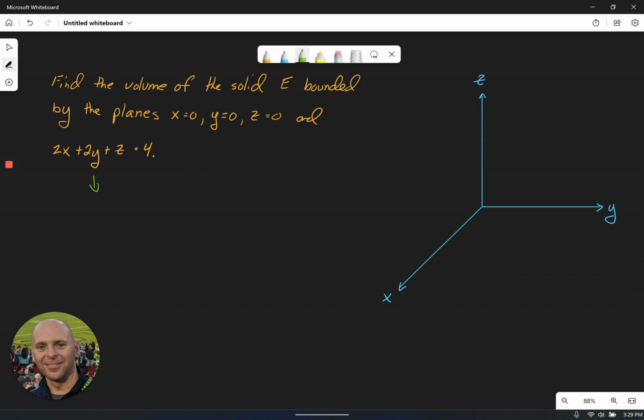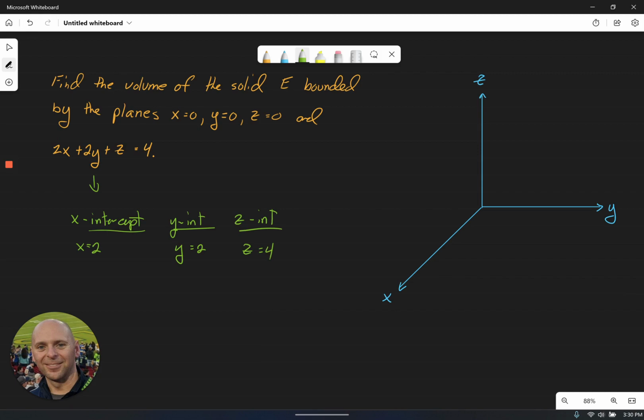So for this, the x-intercept is what we get when we take y and z equal to 0. So if we do that, we see that we get x equals 2. The y-intercept is when we take x and z equal to 0. And you see we get y equals 2. And then for the z-intercept, it's the same story. We take x and y equal to 0, and we get z equals 4.